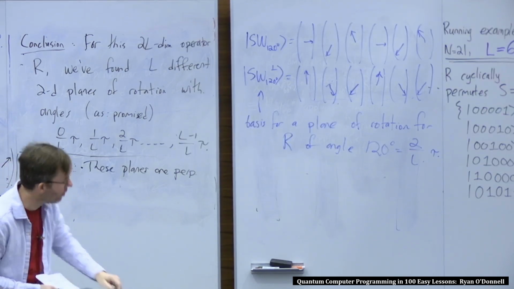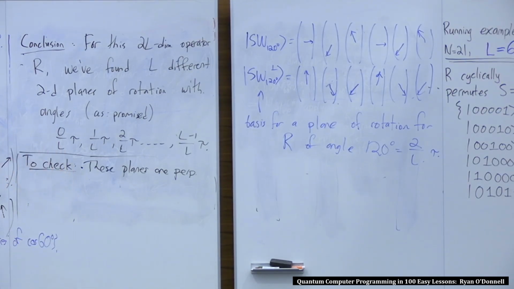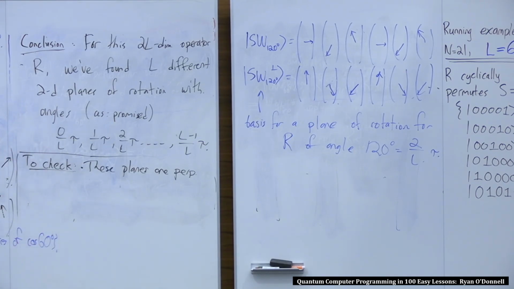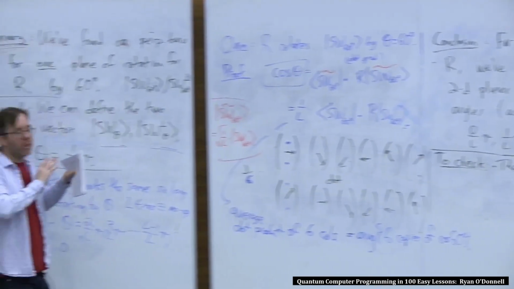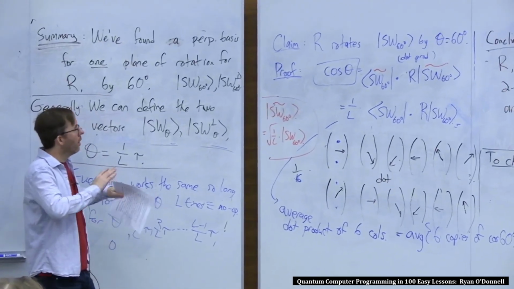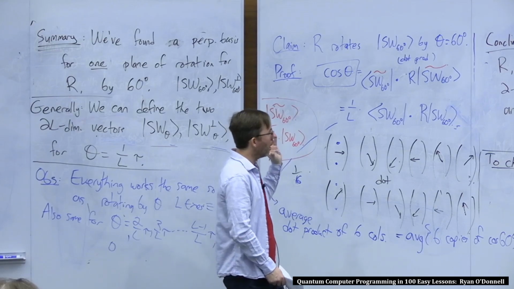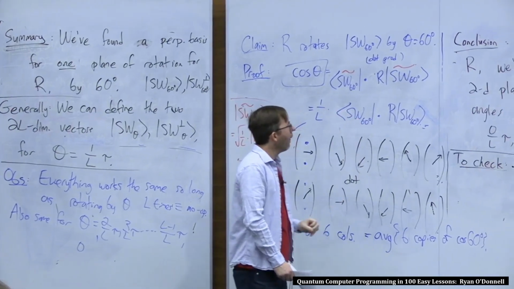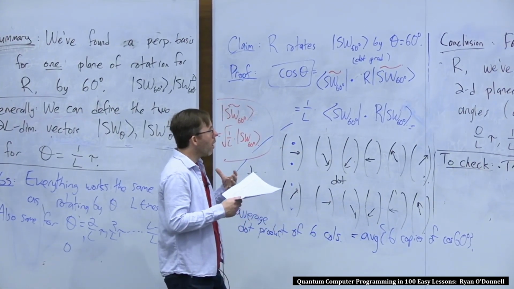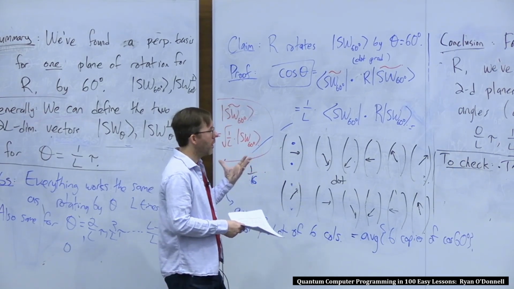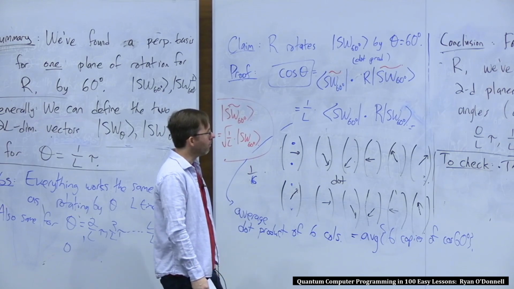OK, let's go back to where we were. Next time, because I don't want to do it in 2 minutes, we'll check that these planes are perpendicular. And so then we can truly say, OK, we truly did it. We found precisely all the perpendicular two-dimensional planes of rotation for this operator R. And therefore, we should be able to know exactly what happens when you do rotation estimation with R.